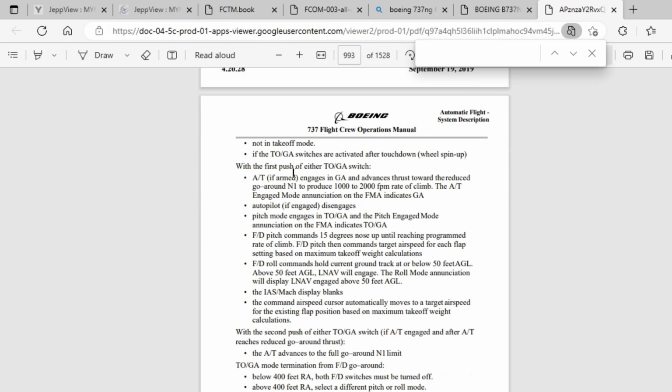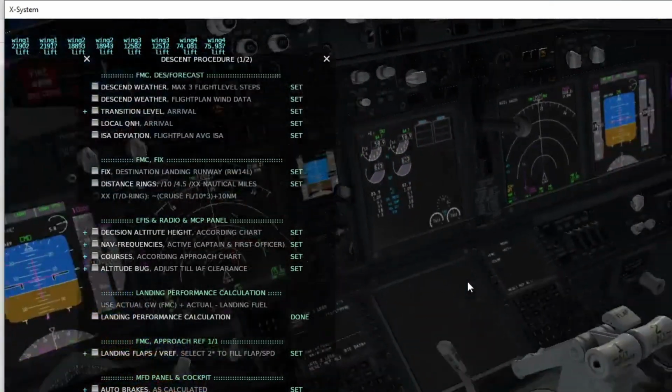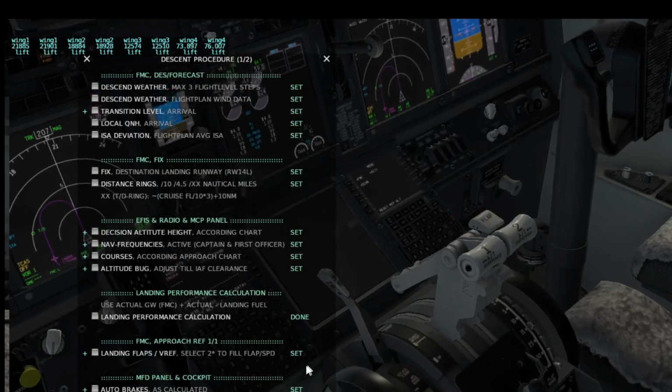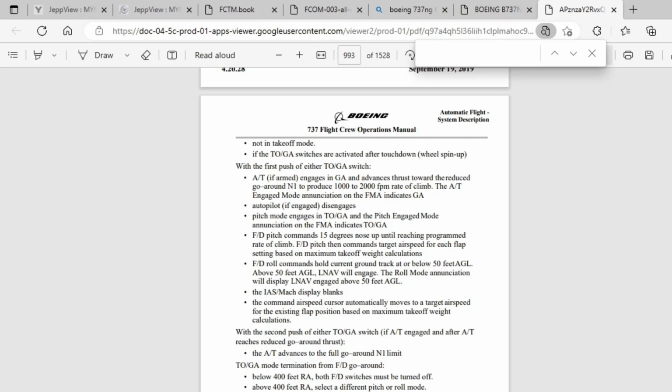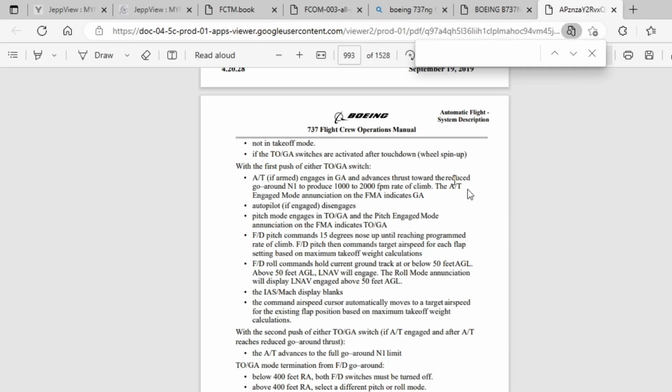So with the first push, if you push the TOGA switch once, the auto throttle, if it was armed, will engage in GA, which is go-around mode, and will advance the thrust toward the reduced go-around thrust, reduced go-around power, or N1, to produce a climb rate of 1,000 to 2,000 feet per minute.